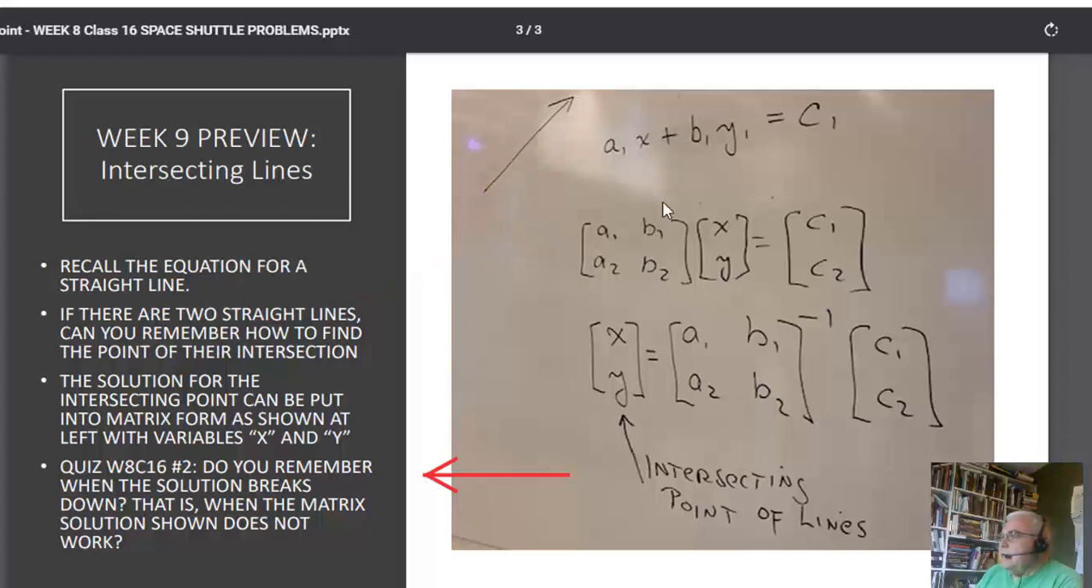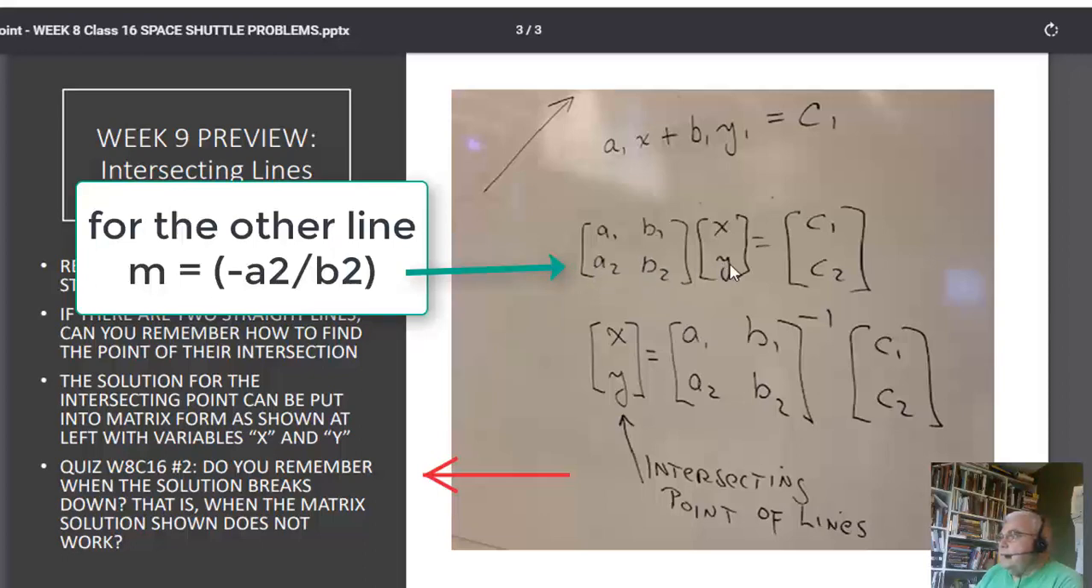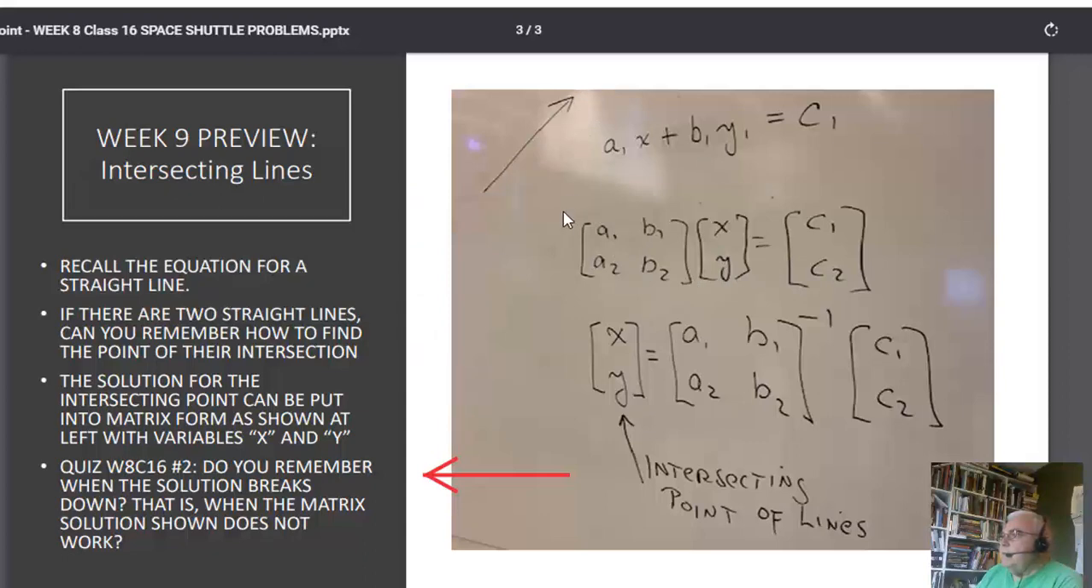So notice that if the second equation, which would be minus a2 over b2, is the same number, then the slope of the second line and the slope of the first line will be equal, and you will not be able to solve this equation. The inverse for this will break down, right? That usually comes from what's called the condition number, and we'll see what the condition number maps into for GPS satellites in the next class.